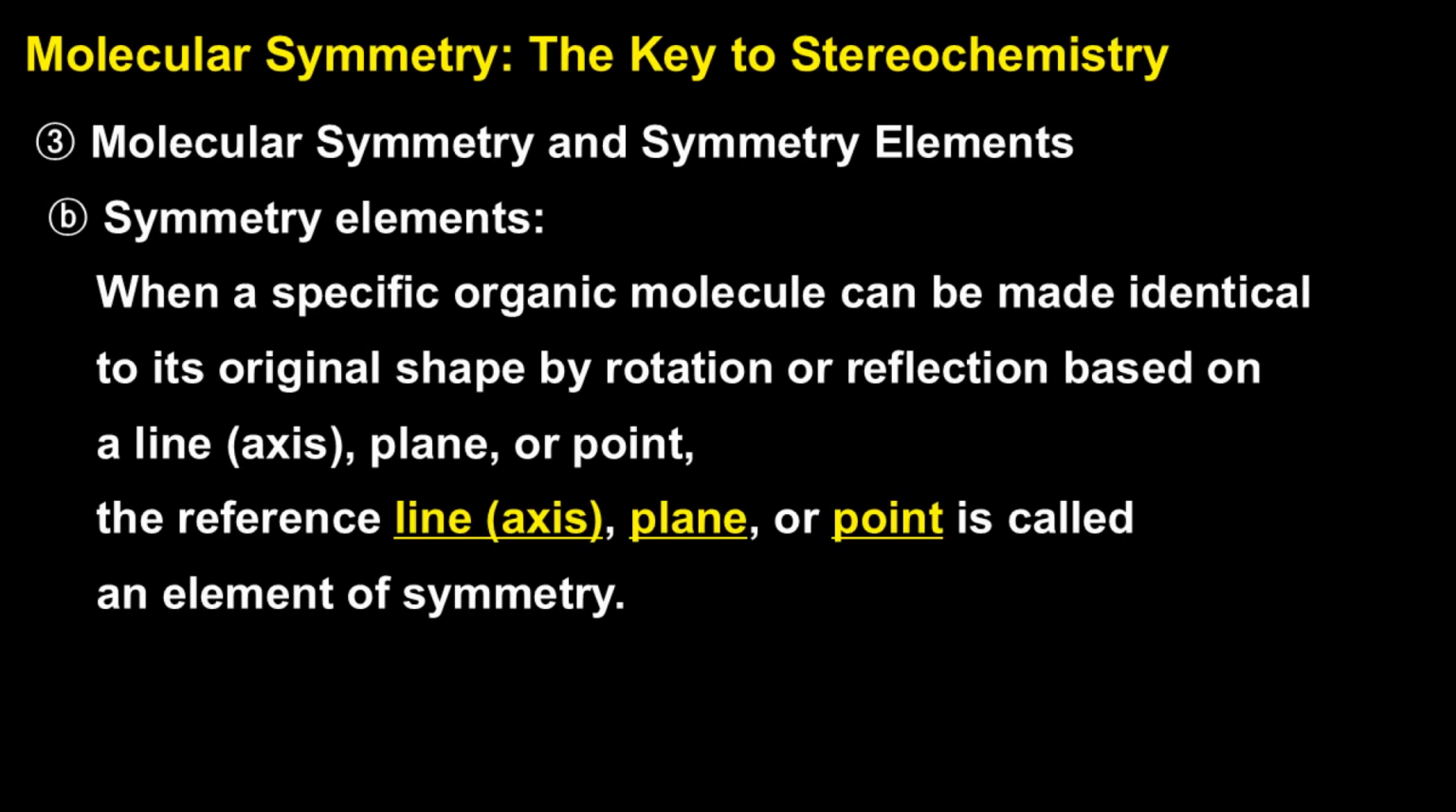Now, these symmetry operations work because molecules have built-in symmetry elements, things like axes, planes, or points that make these transformations possible. For example, if a molecule looks exactly the same after you rotate it around a certain axis or reflect it across a plane, that means you've just used a symmetry element. It's basically the invisible framework that makes symmetry possible. Understanding these elements is super important because they help us predict how molecules behave, especially when it comes to stereochemistry, spectroscopy, and even chemical reactions. Once you get the hang of spotting these elements, everything starts to make a lot more sense.